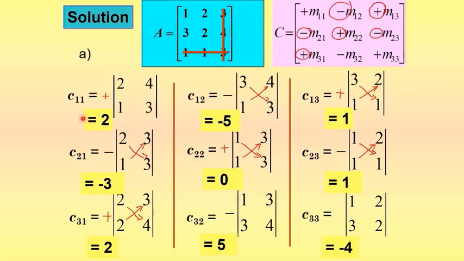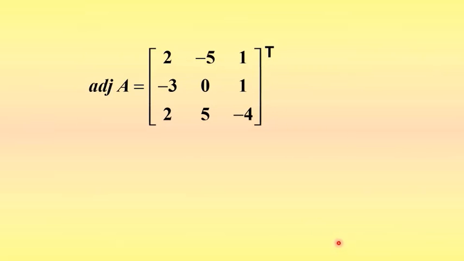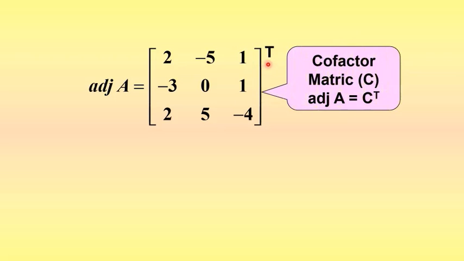The cofactor matrix is given by 2, negative 5, 1, negative 3, 0, 1, 2, 5, and negative 4. Okay, so in order to get the adjoint, we just make a transpose of the positions of that cofactor matrix. So inside this is the cofactor. Just make the transposition operation so we can get the adjoint of that matrix.